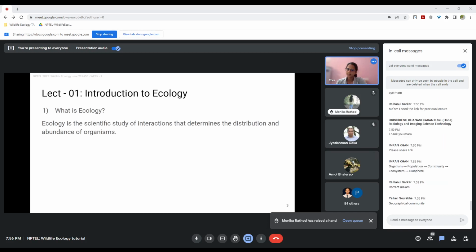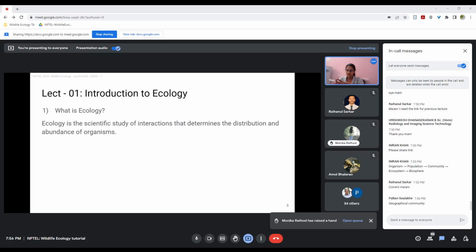No, ma'am. I guess it is not the same community because they need to be geographically together. Right, yeah. So even Pallavi has written geographical community. Yes, they need to belong to the same area, and they need to interact with each other, right? So a community is basically populations of different species that are found in the same area. And the community also includes all of the biotic factors of an area.